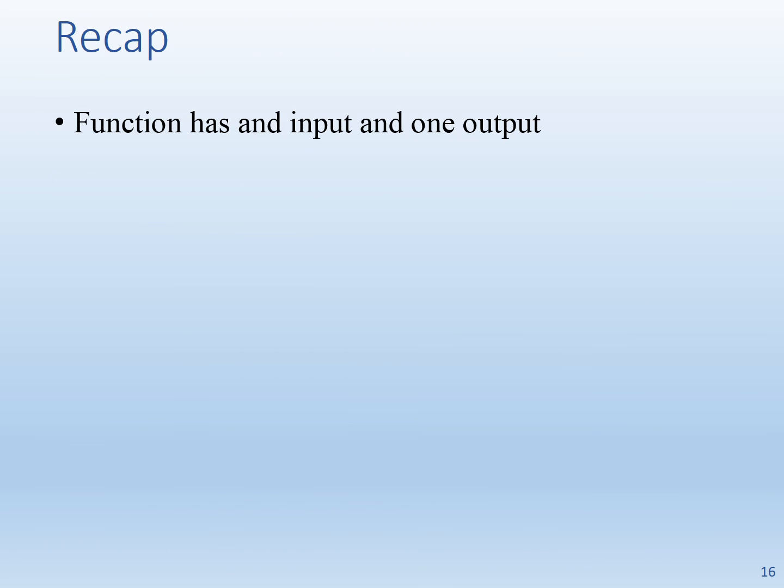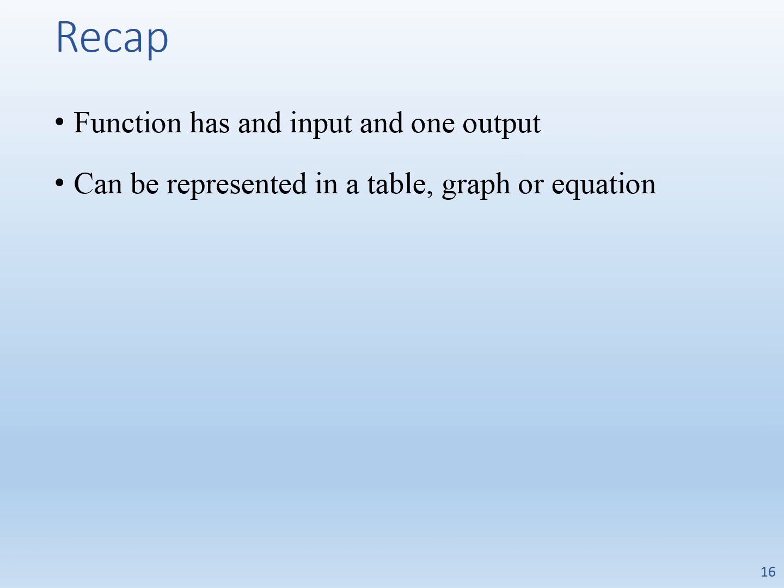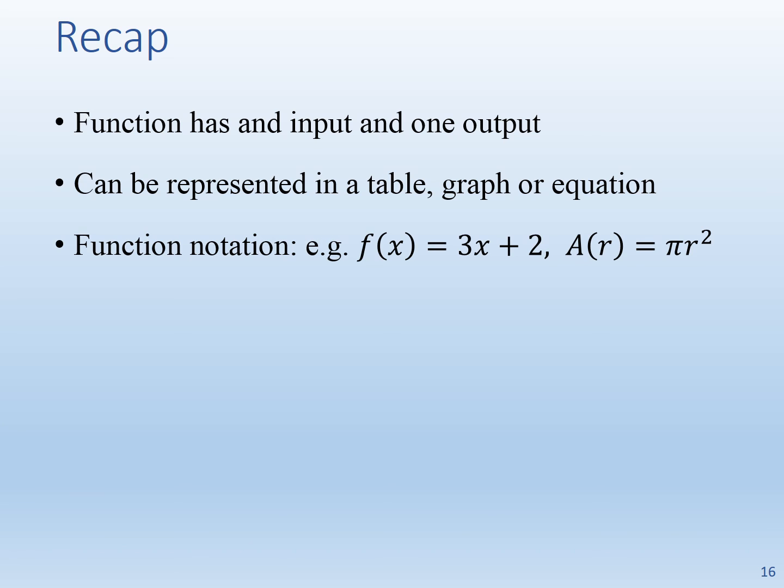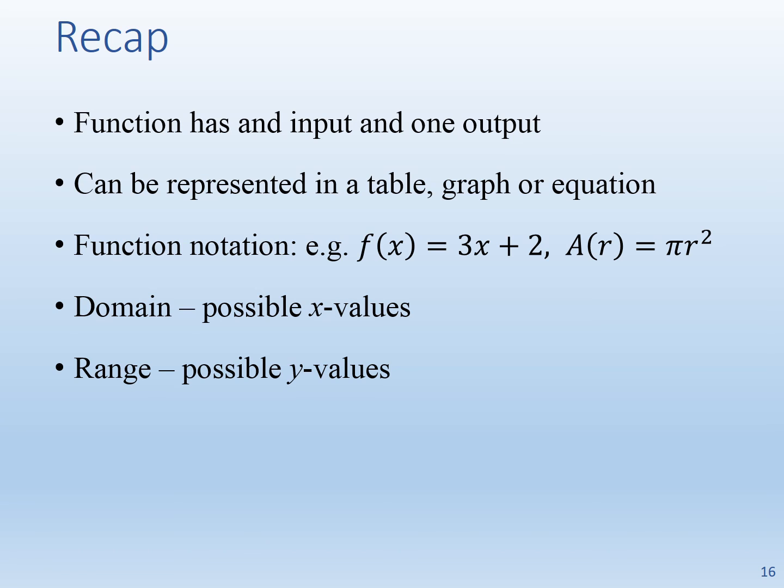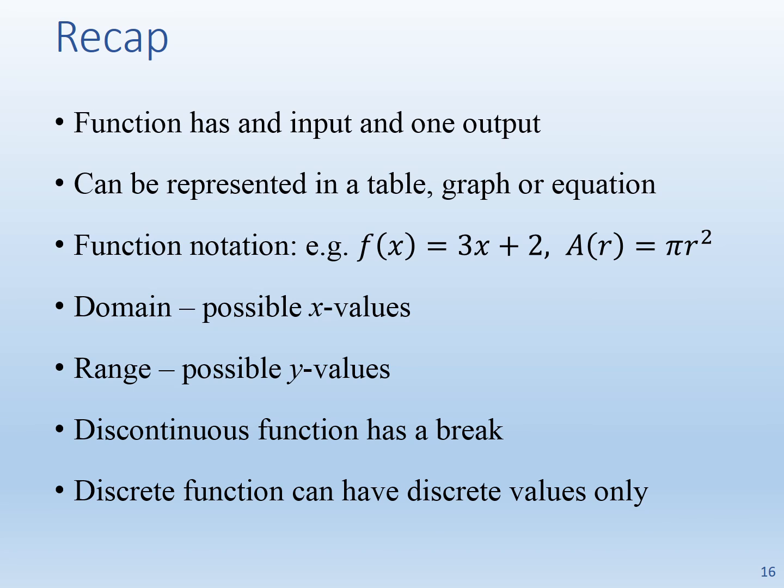We've seen that a function can only have one output for each of the input numbers. It can be represented in a table, as a graph, or as an equation. The function notation is quite useful, where it's saying that we have a function of some variable. The domain is the possible x values, whereas the range is the possible y values of the function. A function is discontinuous if it has a break. And a discrete function can take on discrete values only.